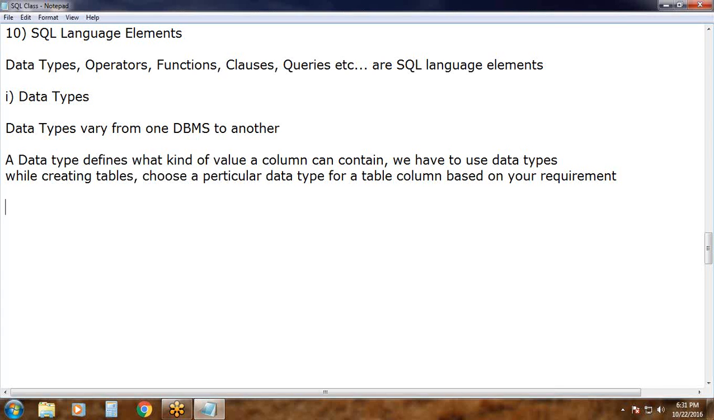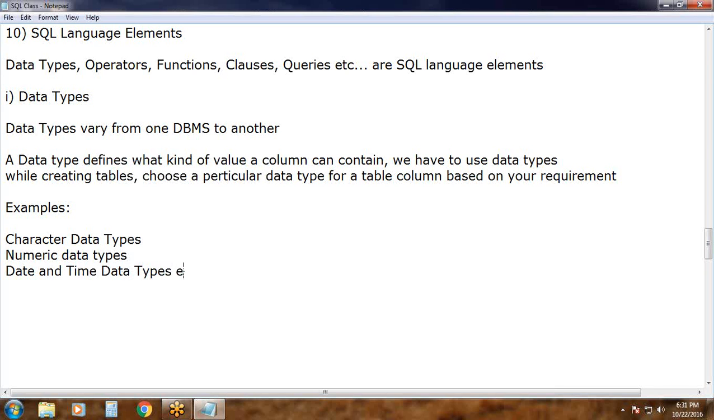For example, general types: character data types, next, numeric data types, next, date and time data types, etc.